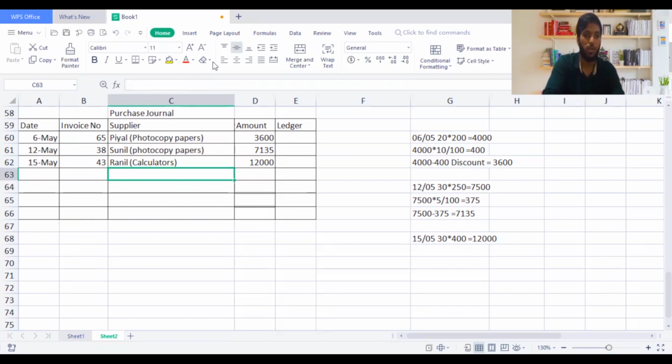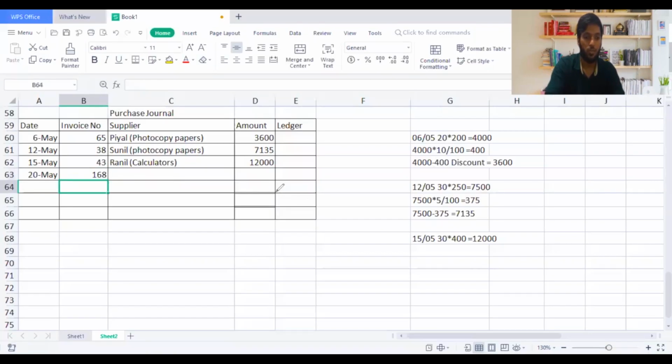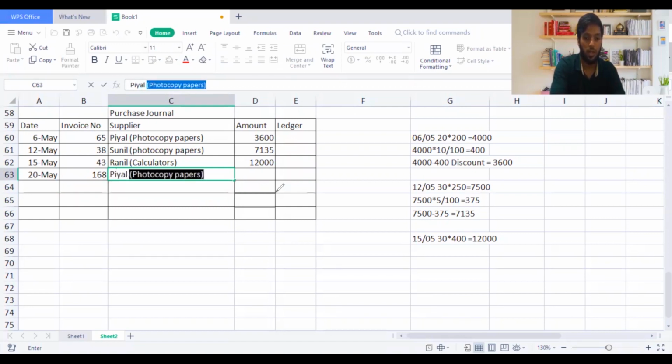Then we move on to the next part of the sum. 15 May is done. On 20th/5 they are given something. So 20th/5, how do you record? 5/20. What is the value they are given? They are given a value of 168 again from PL. So 168 PL, but they are buying half sheets in this sum. PL half sheets.